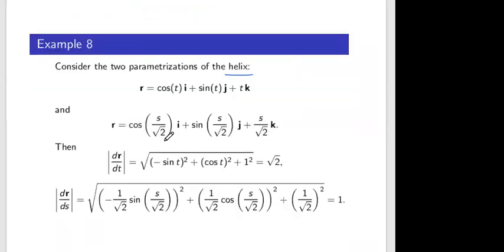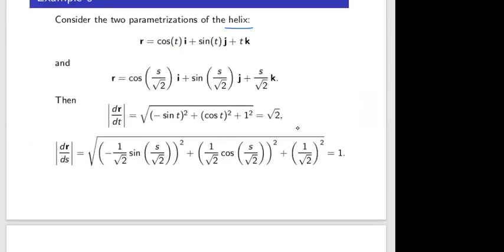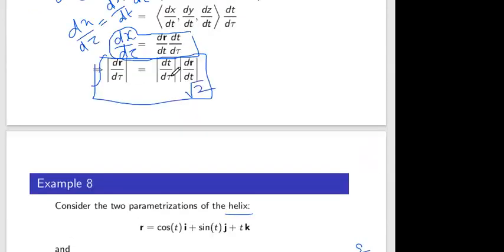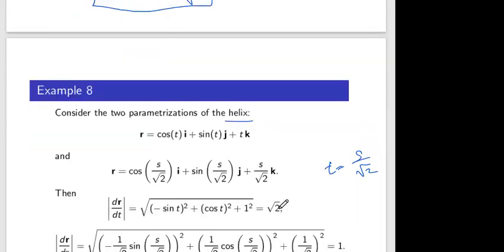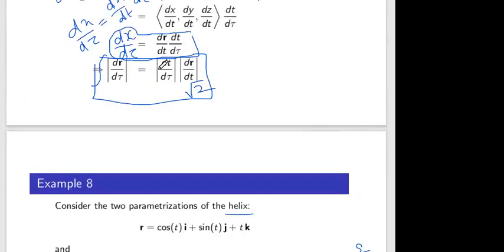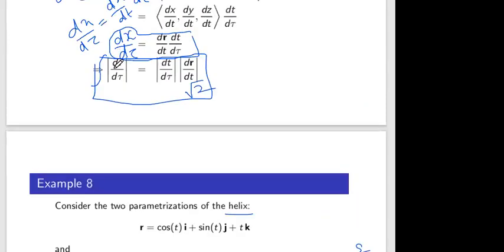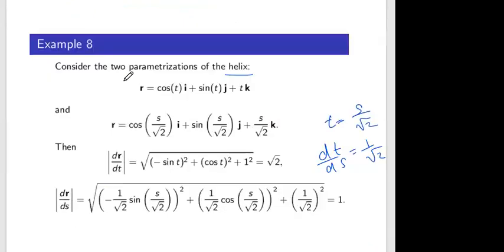So what is dt? t is equal to s over square root 2, this is the conversion. You found that dr over dt is equal to square root 2, and let's find dt over ds. dt over ds is 1 over square root 2. When you multiply these two, you get 1. Let's find dr by ds.